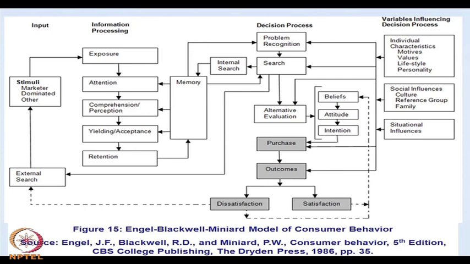So you have individual characteristics, social influences and situational influences. Individual characteristics include motives, values, lifestyle and personality. All of this will impact the decision process. Social influences include culture, reference groups and families, which again impact the decision making process. Apart from that, there are situational influences, which could be anticipated or unanticipated.